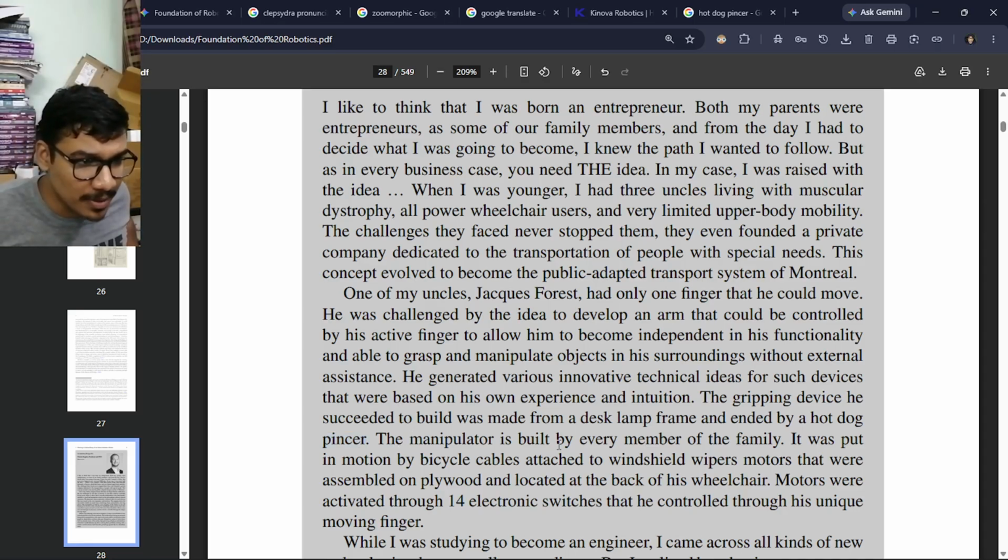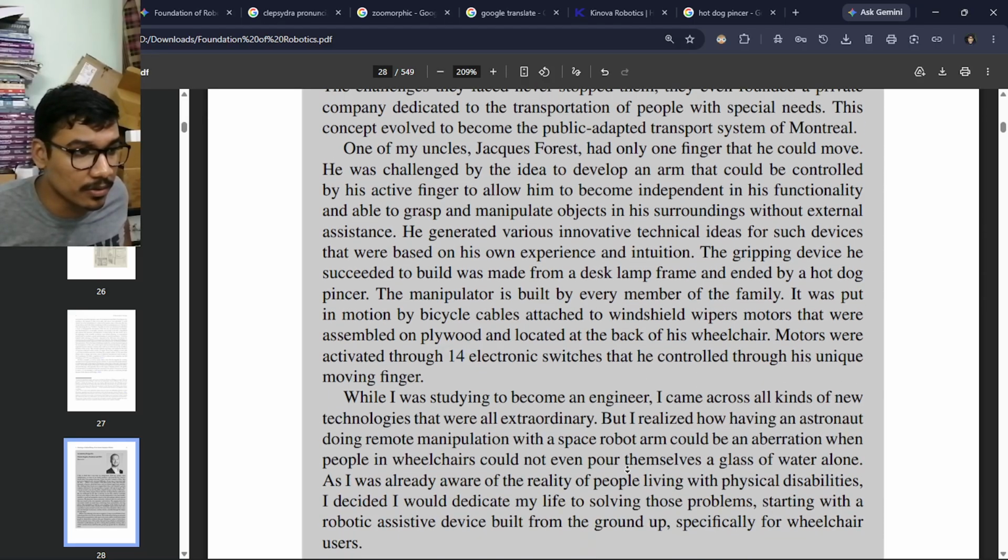The manipulator was built by every member of the family. It was put in motion by bicycle cables attached to windshield wiper motors that were assembled on plywood and located at the back of his wheelchair. Motors were activated through 14 electronic switches that he controlled through his unique moving finger.